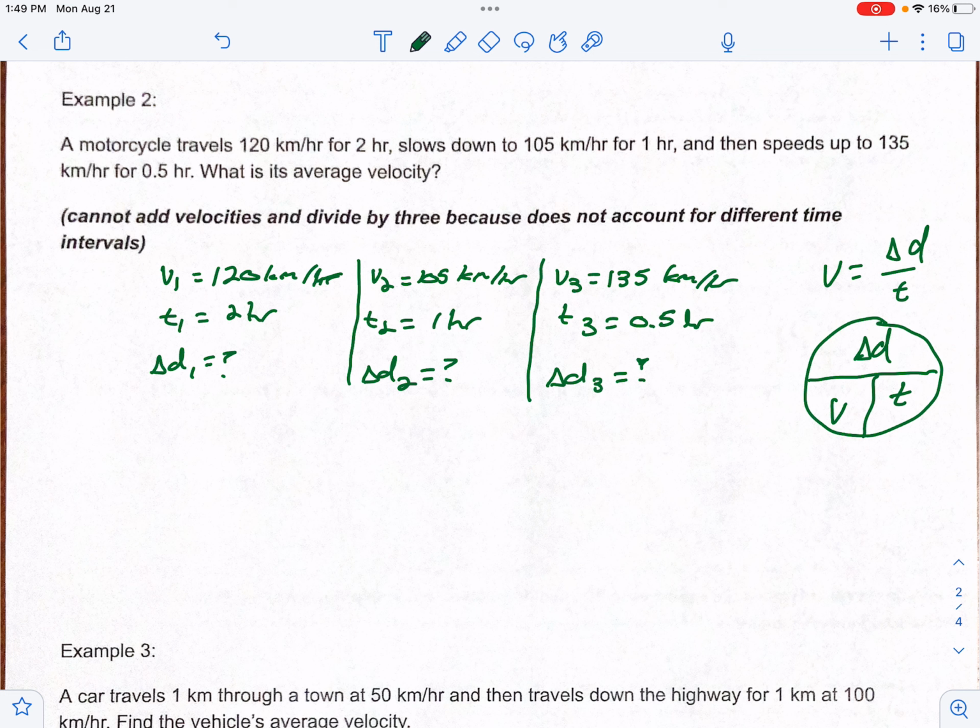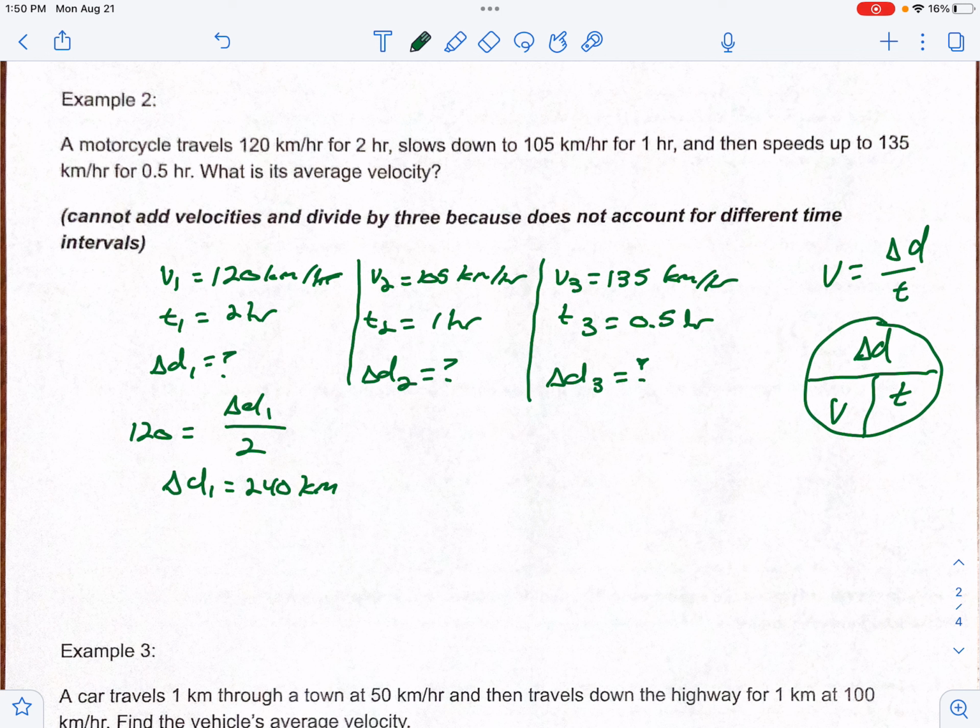So I'm going to plug in. I have velocity is 120 equals D, I don't know, so I'm going to leave it as D, and then T is 2. Okay, so we multiply both sides by 2, so my displacement 1 is going to be 240 kilometers. Now, that's me just using the equation part.